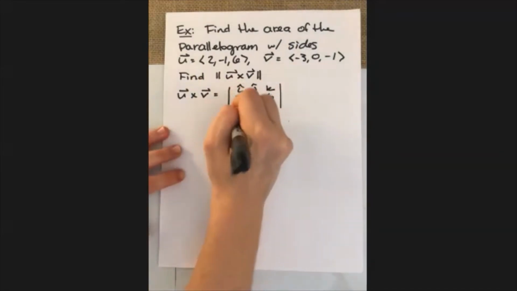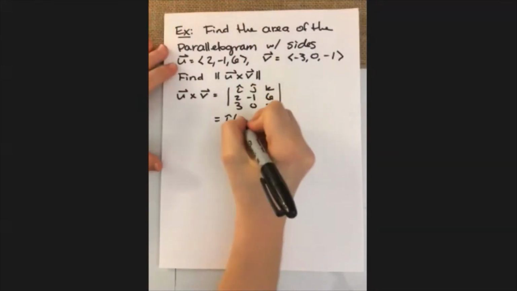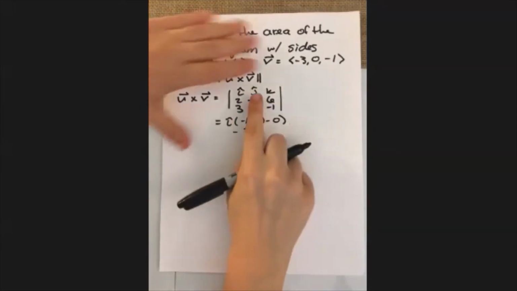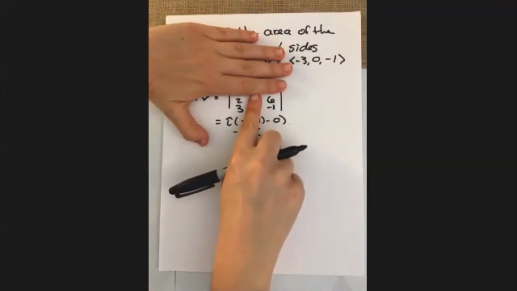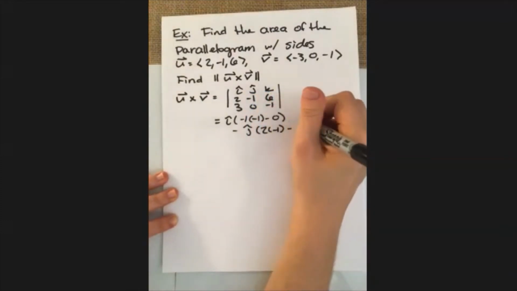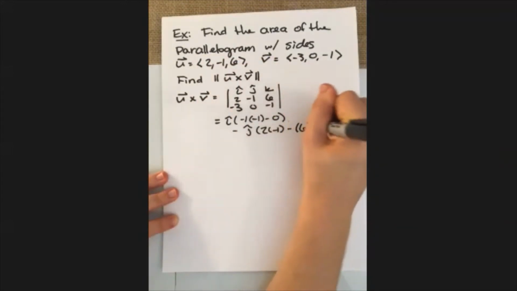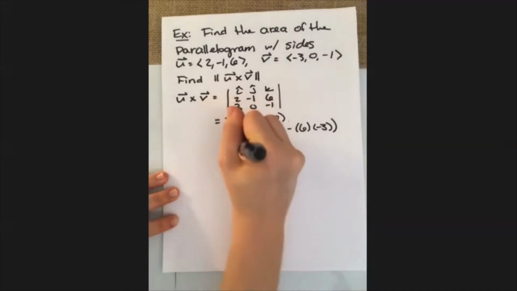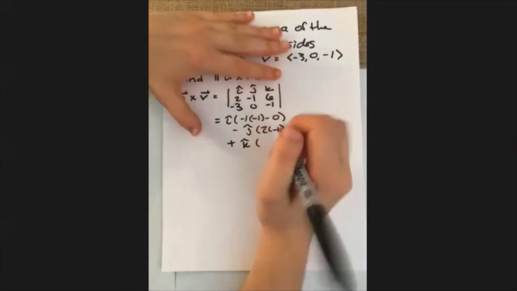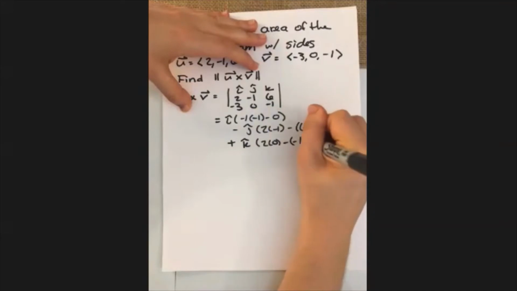And then we take this determinant here. We get i hat times the determinant of what's left over when you ignore i's row and column. So negative 1 times negative 1 minus 0, minus j hat times the determinant of what's left over. So 2 times negative 1 minus, oops, that should be a negative 3 right there, 6 times negative 3. And then plus k hat times that determinant of 2, negative 1, negative 3, 0. So you get 2 times 0 minus negative 1 times negative 3.